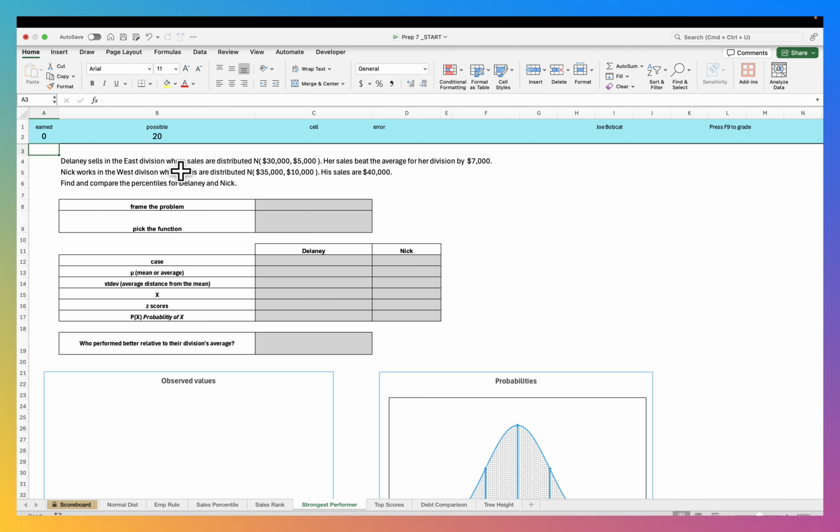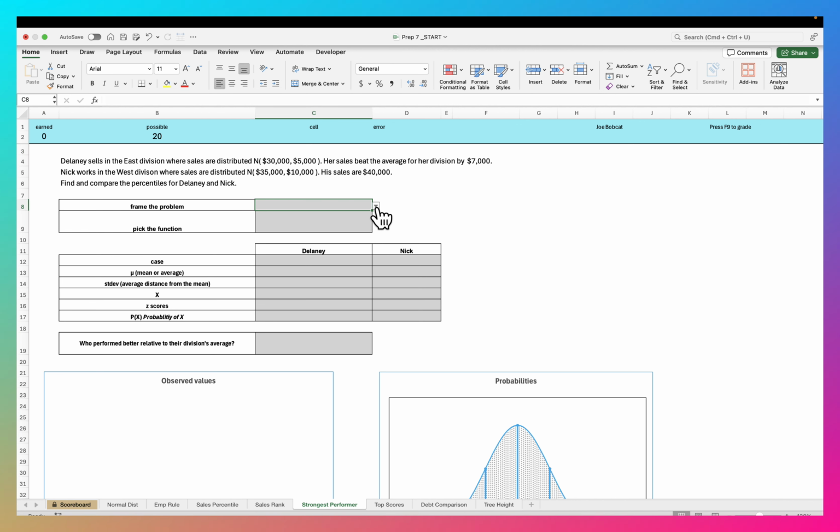So Delaney sells in the East Division, where sales are normally distributed. The first number that you see here is the mean, and the second is the standard deviation, so 30,000, 5,000. Her sales beat the average for her division by 7,000. Nick works in the West Division, where sales are normally distributed, 35,000, 10,000. His sales are 40,000. Find and compare the percentiles for Delaney and Nick.